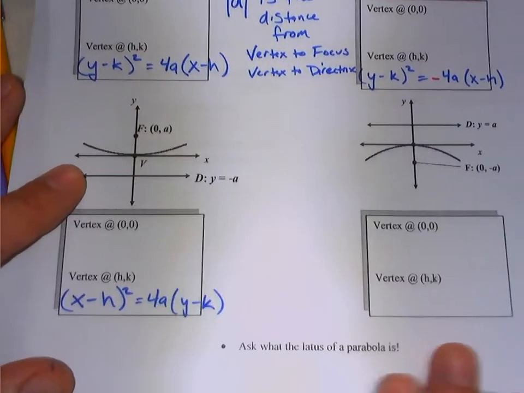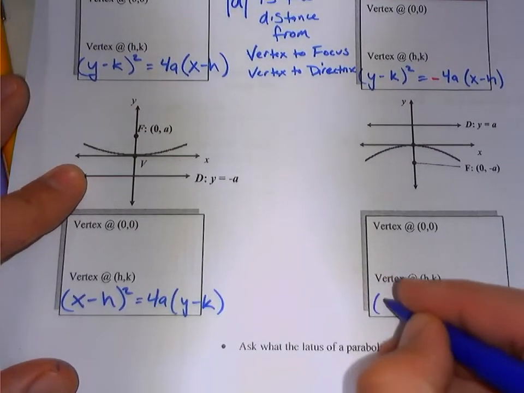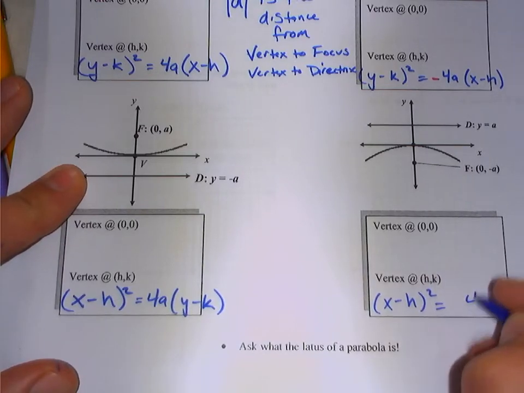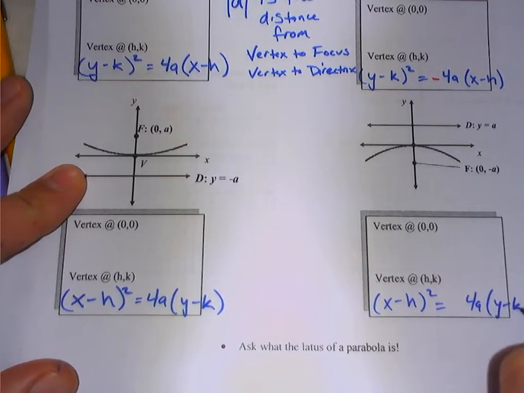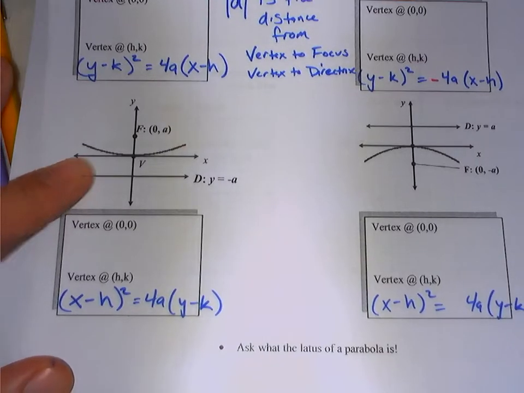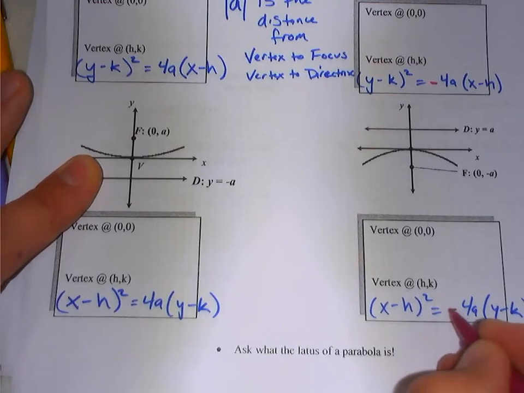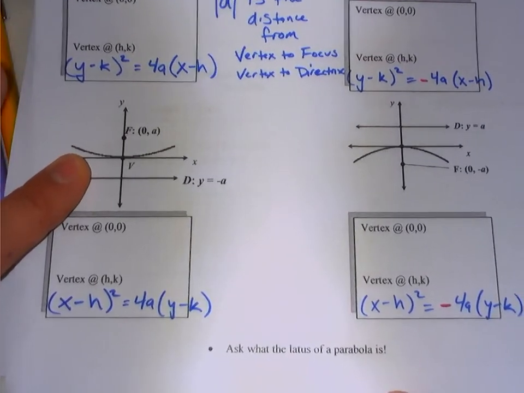And if it opens down, the formula is identical. X minus h squared equals 4a y minus k, except if it opens down, it's a frowny face, and it has to be what? Negative. This guy right here is a negative 4a.